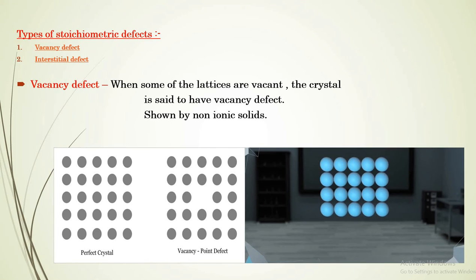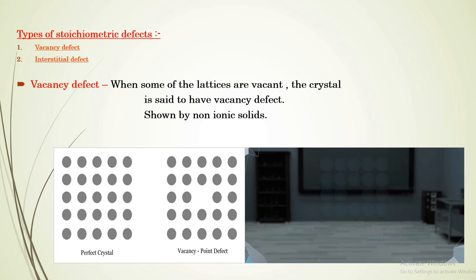In a crystalline solid, some of the lattice sites are vacant. The crystal is said to have vacancy defect. This generally arises due to the absorption of heat from the surroundings, which results in the decrease in the density of the substance.